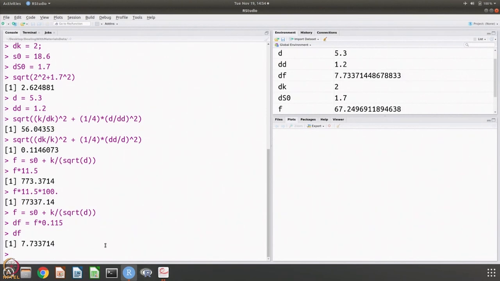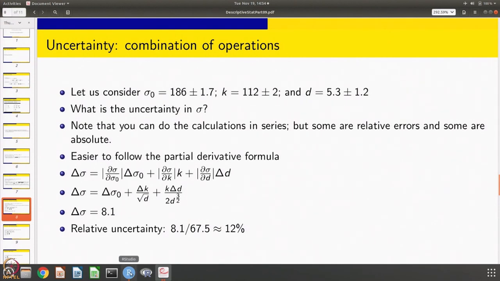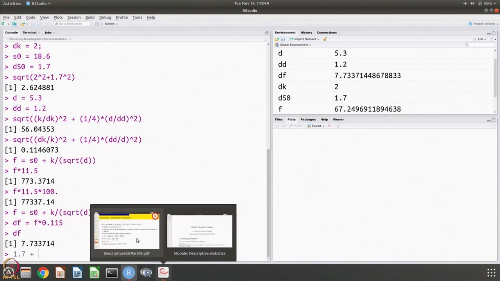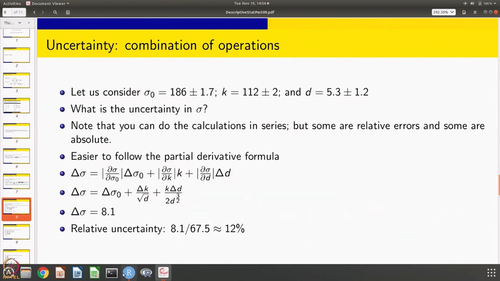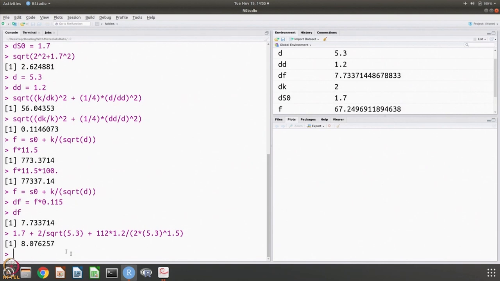So we want to do 1.7 plus the uncertainty in k, that is 2 divided by square root of 5.3, and then we have k, which is 112, and multiplied by the uncertainty in d divided by 2 into 5.3 to the power 1.5. Okay. So you get about 8, and now you also know the relative values.